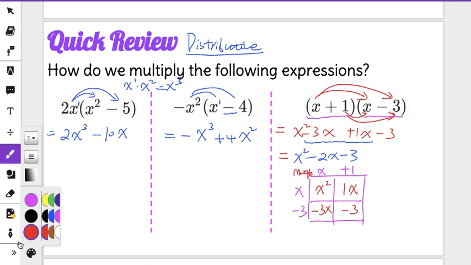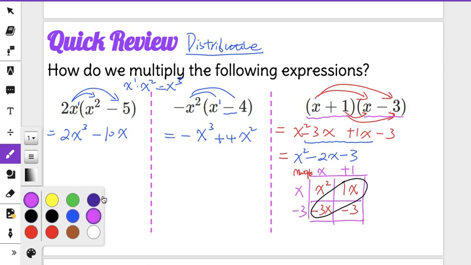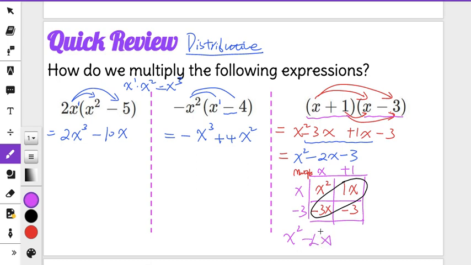You get this. And next, I check, do I have like terms? Yes, I do. The like terms are negative 3x plus 1x. And then when I write down the final answer, I'm going to follow: first x squared, then I combine like terms, minus 2x, then the final term is minus 3. So this is my final answer. As you can see, same as distributive property. So it really doesn't matter which way you like. You can choose a way that works for you.